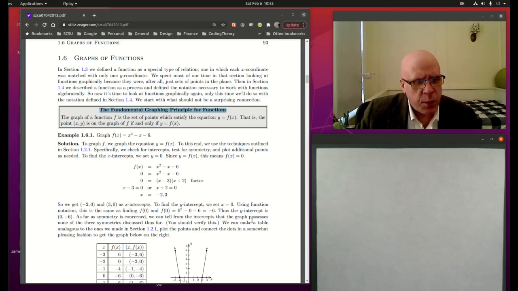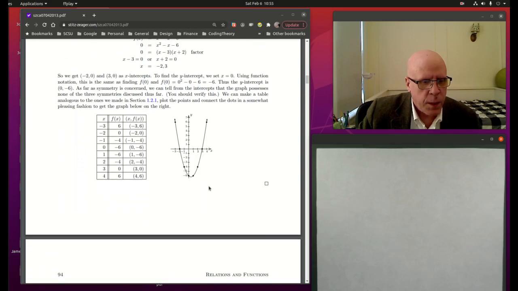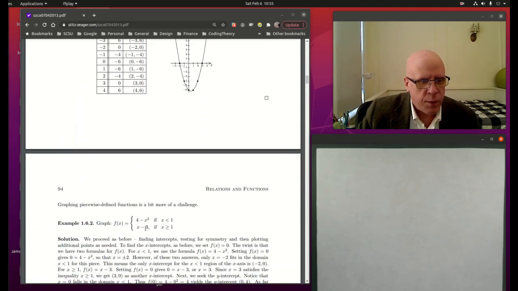There's another example in the book that we should take a look at. This one is a little tougher because they have a function that's defined in a pointwise fashion, a piecewise fashion.